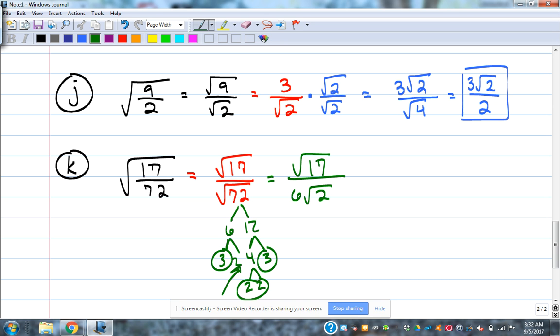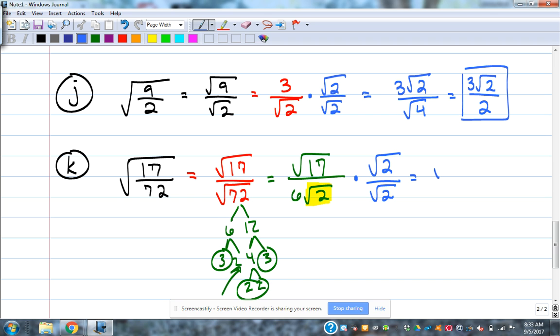Okay. Now, what part is the problem in the denominator? That's square root of 2. The square root's the problem. If it was just 6 down there, not a problem. But it's a square root of 2. So we got to rationalize. So we multiply by the radical that's in the denominator. And then work it out.